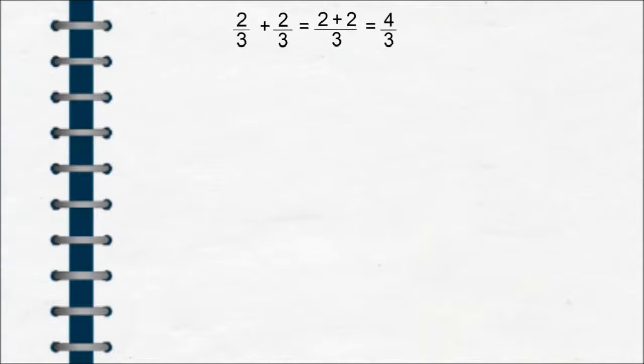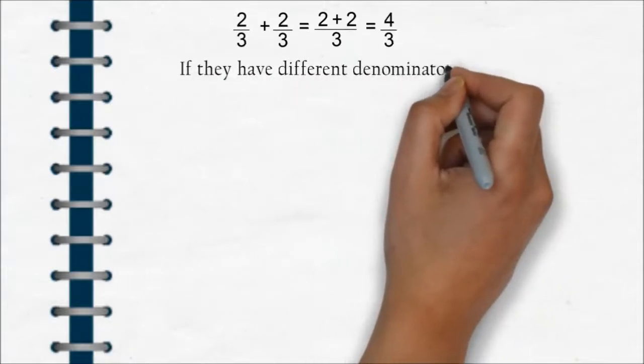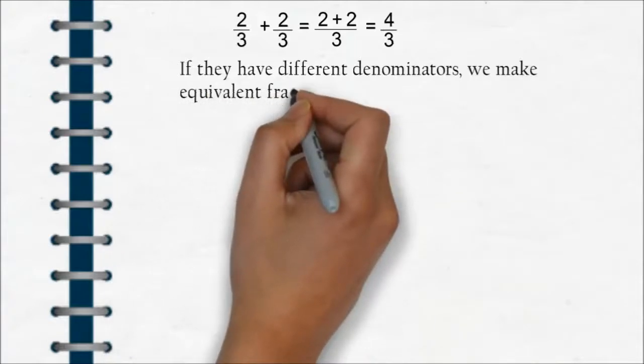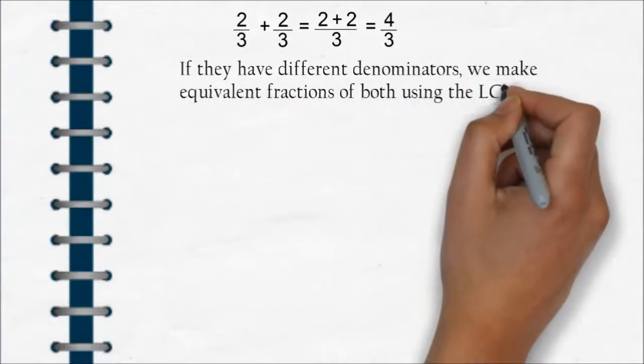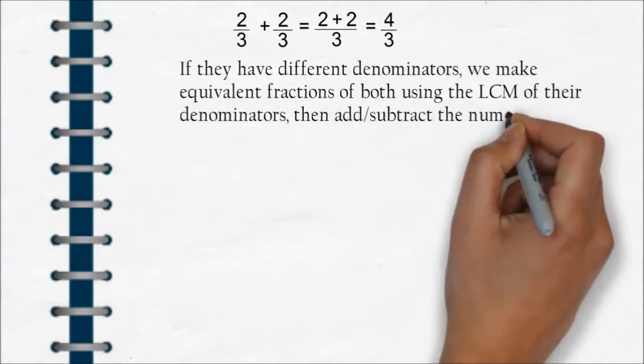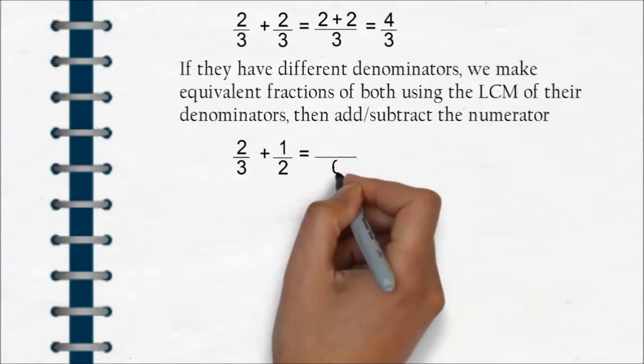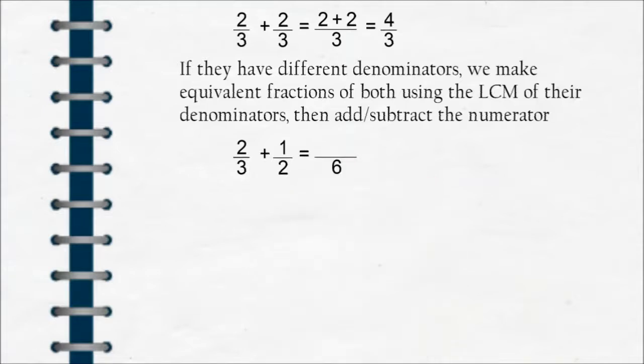Now case 2. If we have different denominators, we make equivalent fractions of both using the LCM of the denominators. Then we can add or subtract the numerators. Now in this case, if we have 2 over 3 plus 1 over 2, their denominators are different. We have 3 and we have 2. What is the LCM of 3 and 2? That will be 6. 6 becomes the new denominator.